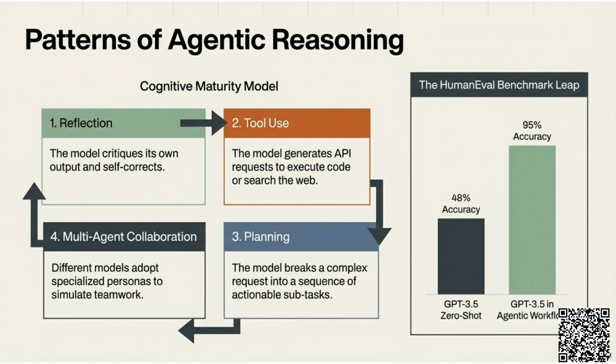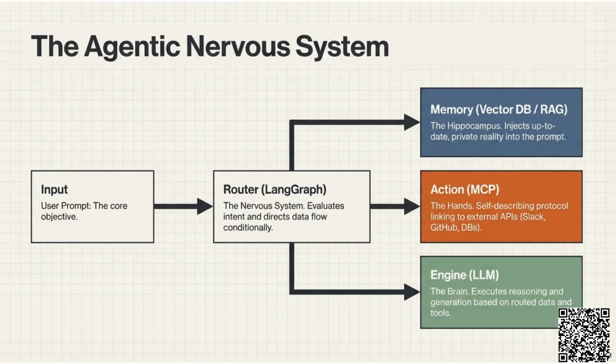Agentic reasoning involves a cognitive maturity model, including reflection, tool use, planning, and multi-agent collaboration. These patterns enable significant performance leaps, as shown by the increase in accuracy in the HumanEval benchmark. The agentic nervous system connects the user prompt or input through a router or LangGraph. This evaluates intent and directs data flow to memory, action, and the engine for reasoning and generation.